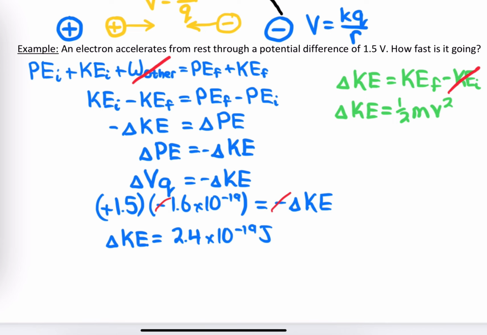And so punching all these numbers in gives me v equals 7.26 times 10 to the 5 meters per second.